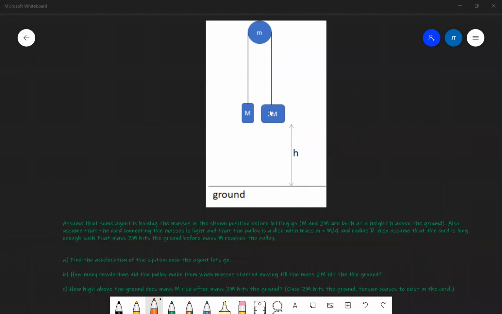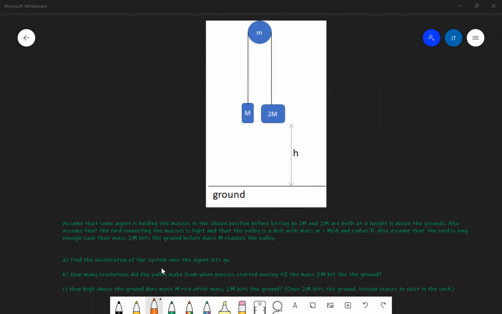Some assumptions we're making: the cord that wraps around the pulley is much longer than h, so that when 2m goes down a distance h, m goes up a distance h and is still way shy of the pulley, okay?